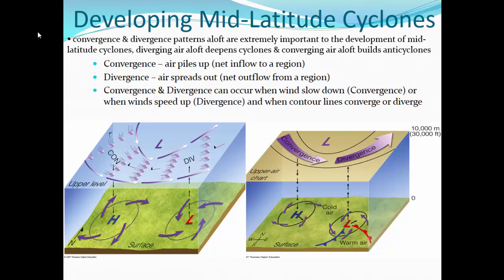The divergence induces the low at the surface, and the convergence in the upper levels of the atmosphere induces the high at the surface.